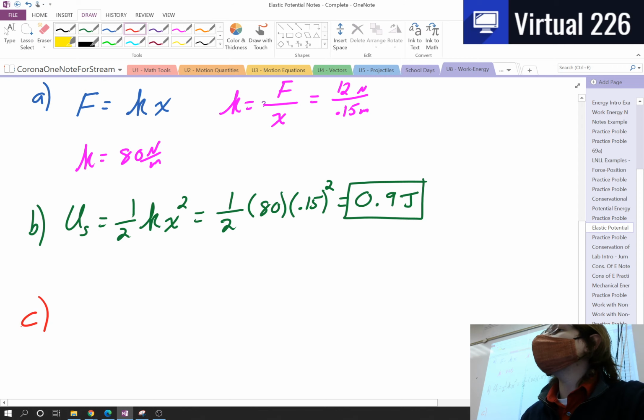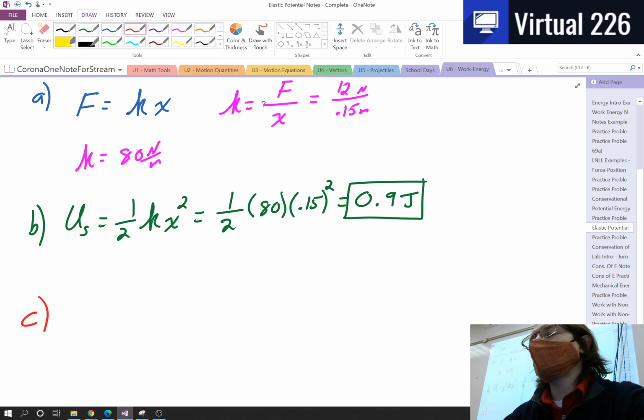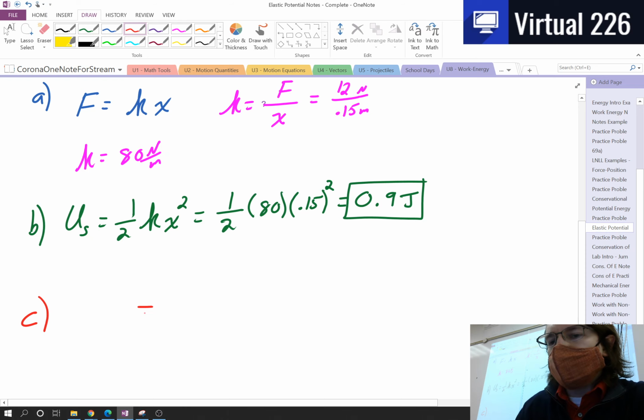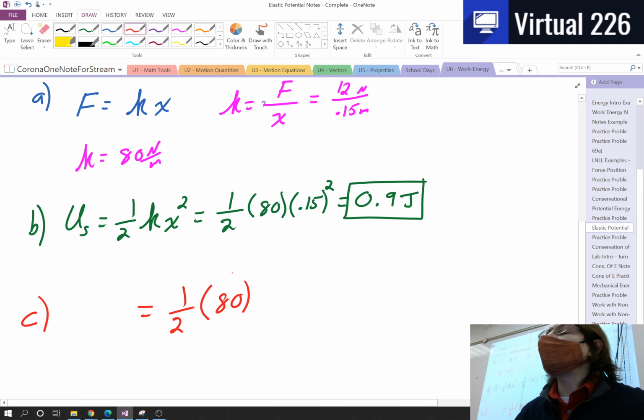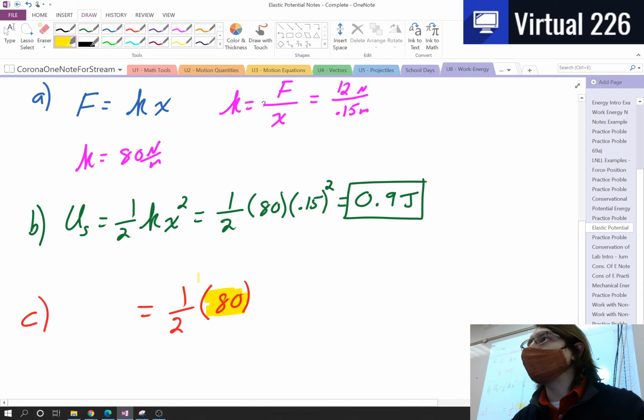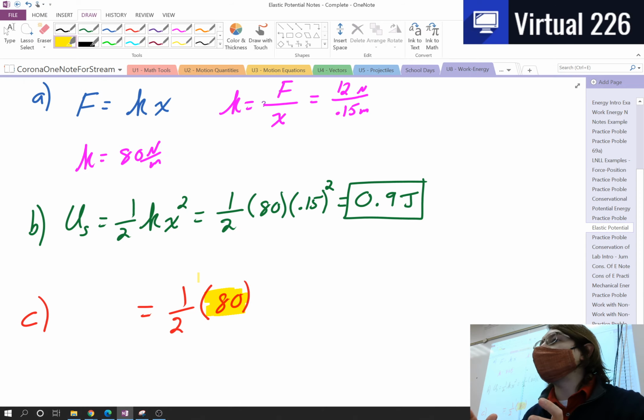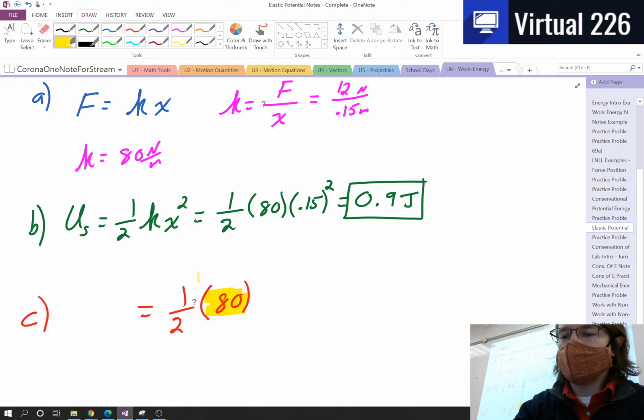Now for part C, we're doing the exact same thing. But this time, we're not stretching it 0.15, we're stretching it 0.3. So we could write out the same equation, 1/2 times 80. Note, the spring constant, this 80, does not change. Once you find it, that's what it is. The spring doesn't change just because you stretched it further. It's the same spring, the same rubber band, whatever it is. So the spring constant is still going to be 80 for us.